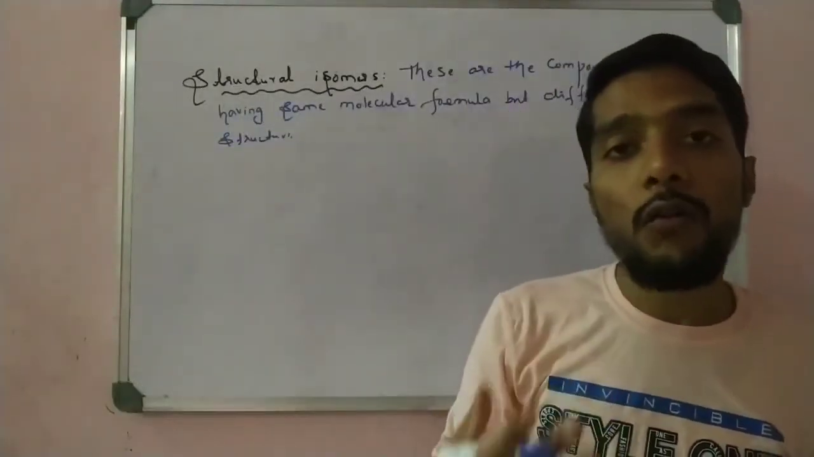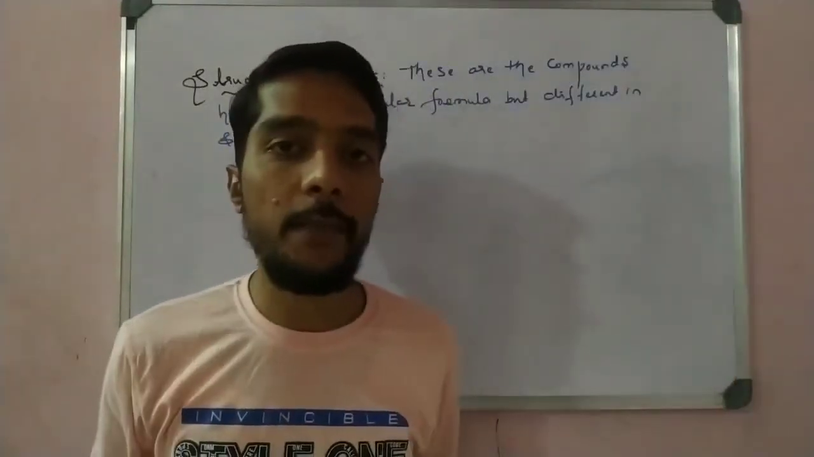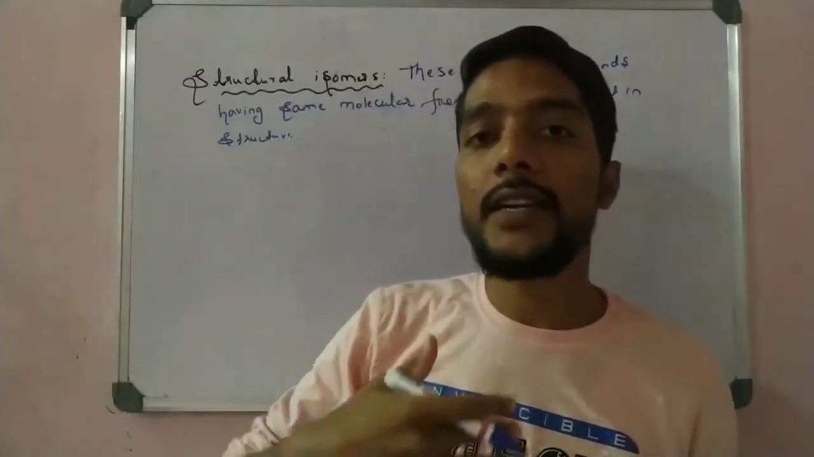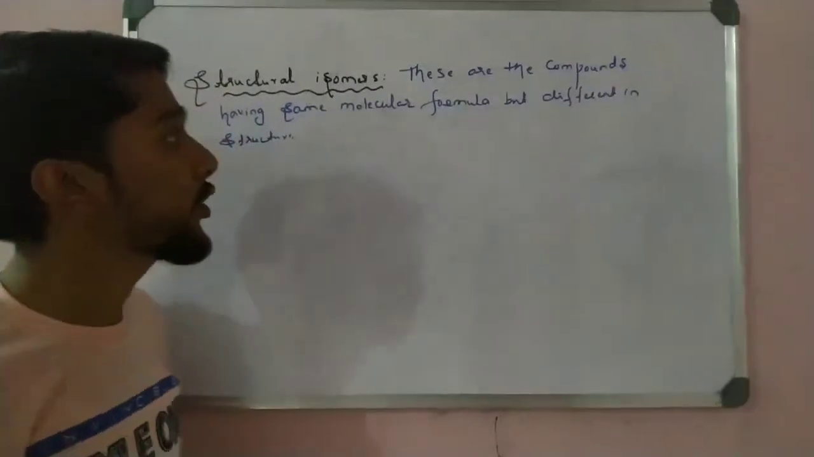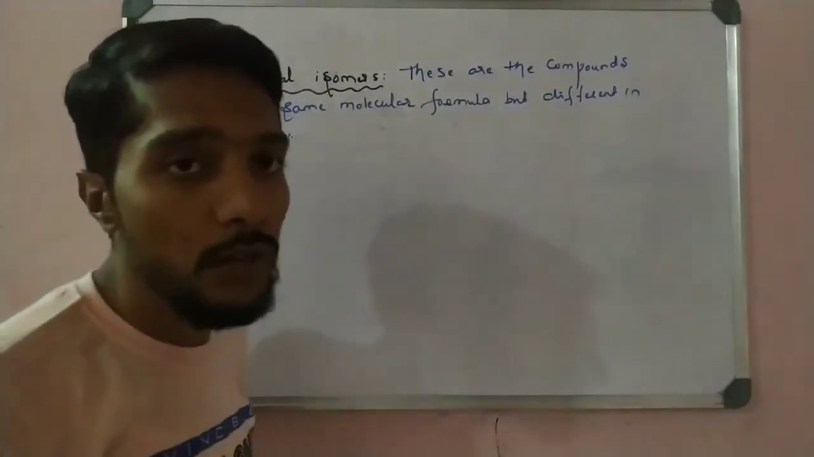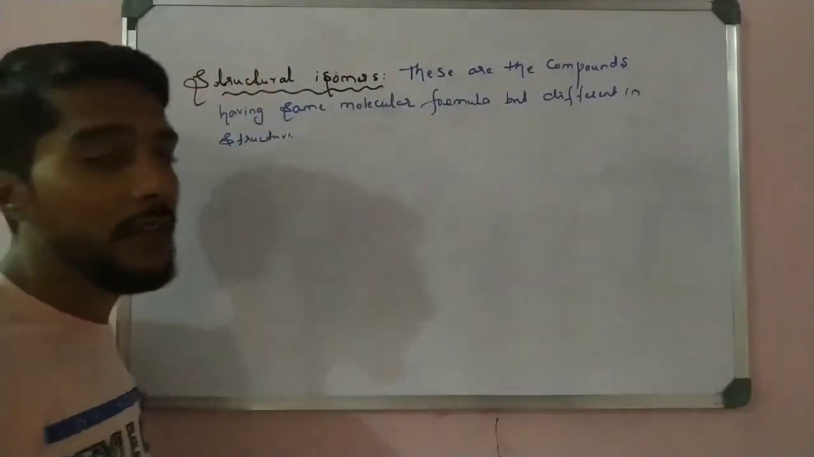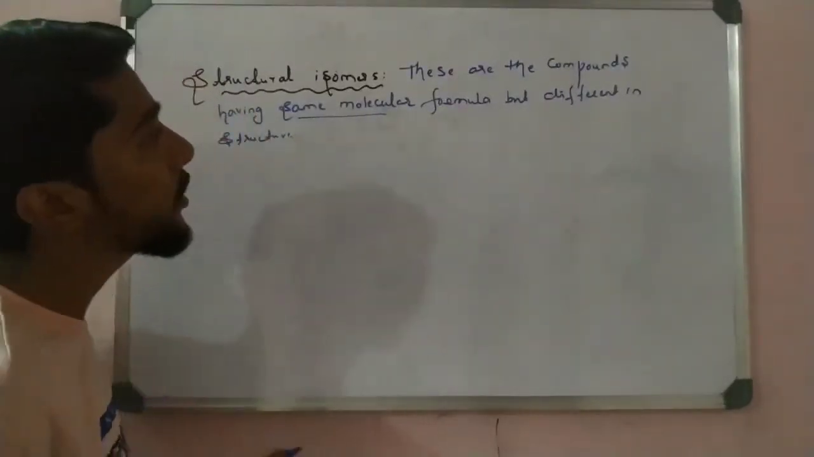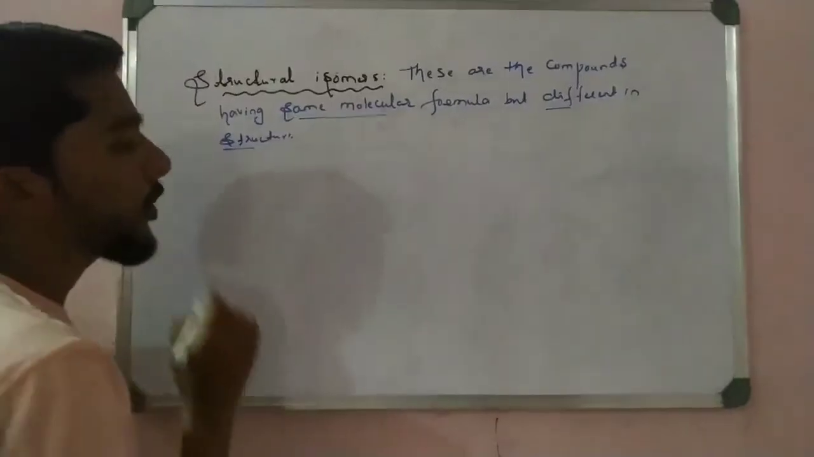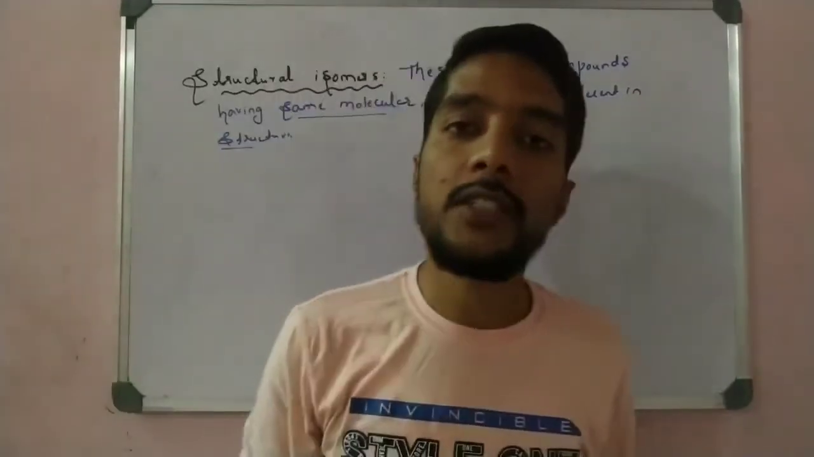Here the molecular formula of the hydrocarbon compound is the same, but we observe a different arrangement of the carbons with hydrogen. That's called different in structure, and this is called structural isomers. Very simple. Two conditions are there: one is the same molecular formula, and the second is different structure. Those compounds are called structural isomers.